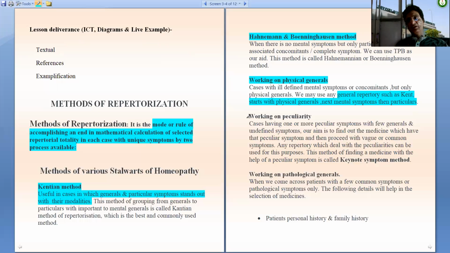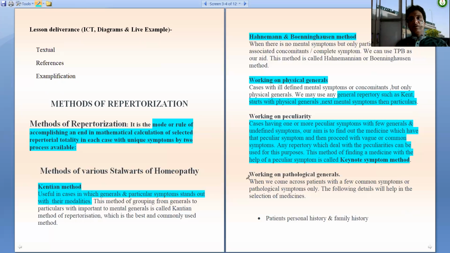Then certain cases are there where only a few particulars with peculiars are present. No generals are there. Here, what we do is try to complete the particular and we add peculiar in that case, and various repertories like Bonninghausen's repertory are used for that. Or we can also see the keynote symptom in referral repertories like NAR repertory. So this is keynote method.